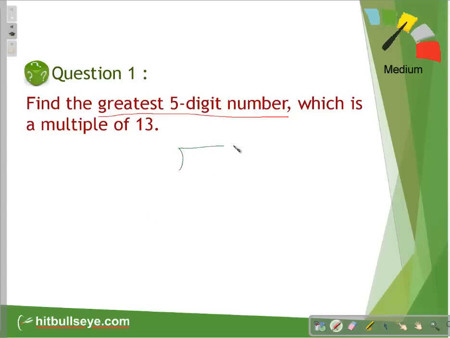So, how can we proceed? We will perform the conventional division. What is the greatest 5-digit number? That is 9 written 5 times. And we want a number which is a multiple of 13. So, we'll divide it by 13. Normal division.